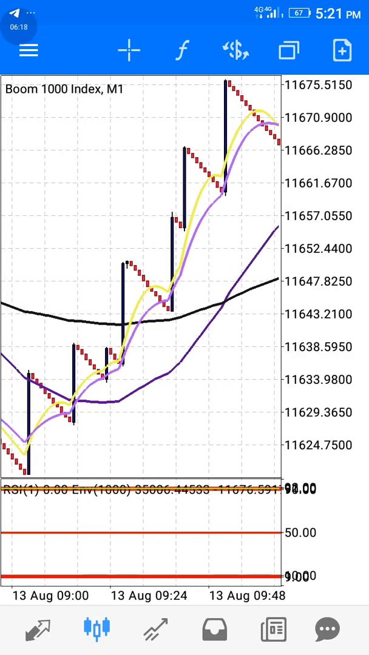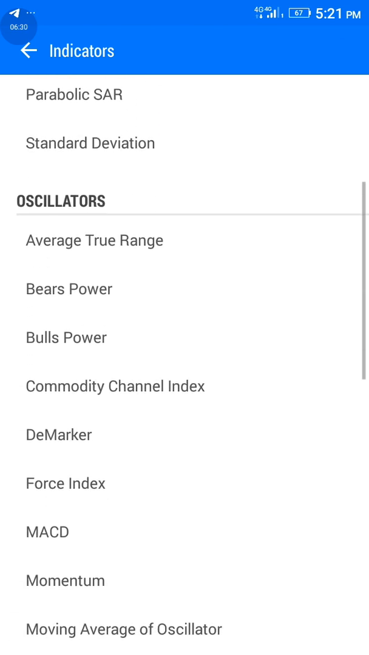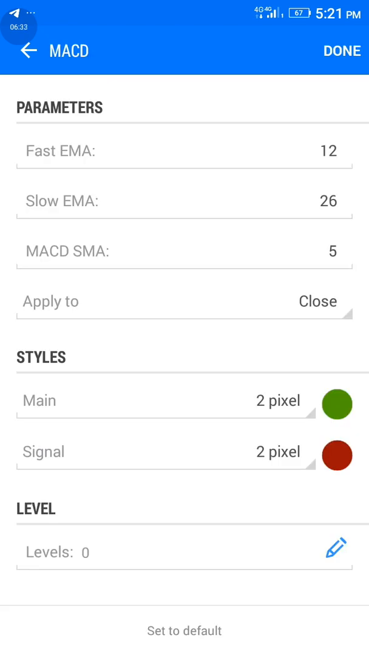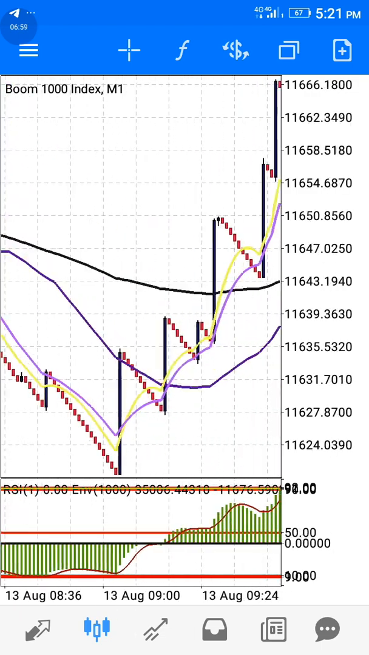The next one we are going to add is MACD. We are going to add it to our indicator window 1. This is our MACD. The fast EMA should be 12, slow EMA should be 26, MACD SMA should be 5. Then the main should be blue and green like this, and the signal should be red like this. That's what we need. Then click done. Yes, this is what we need.